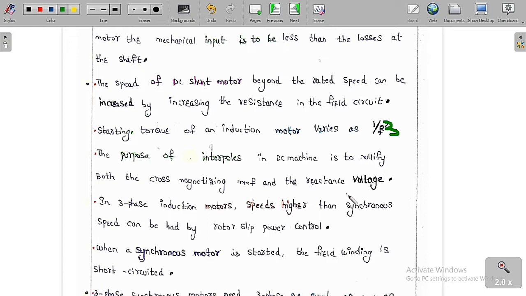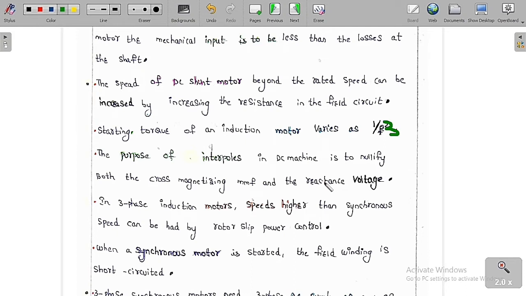With the help of interpoles, we are going to eliminate the cross-magnetizing MMF and also the reactance voltage. With the help of the compensating winding, we are going to eliminate only the demagnetizing MMF. So the compensating winding is going to nullify the armature reaction, whereas the interpoles are going to improve the commutation.